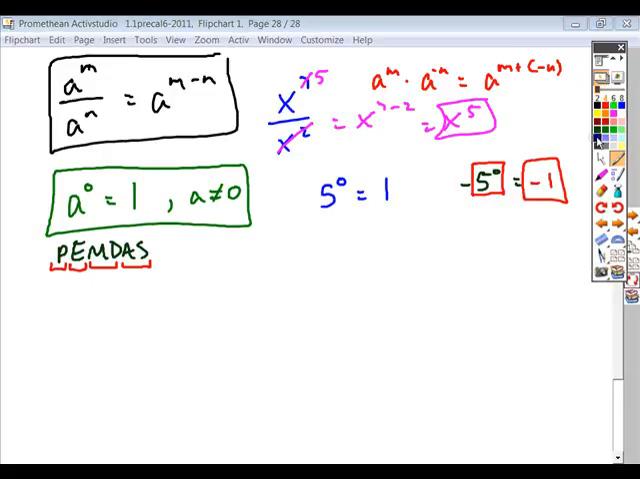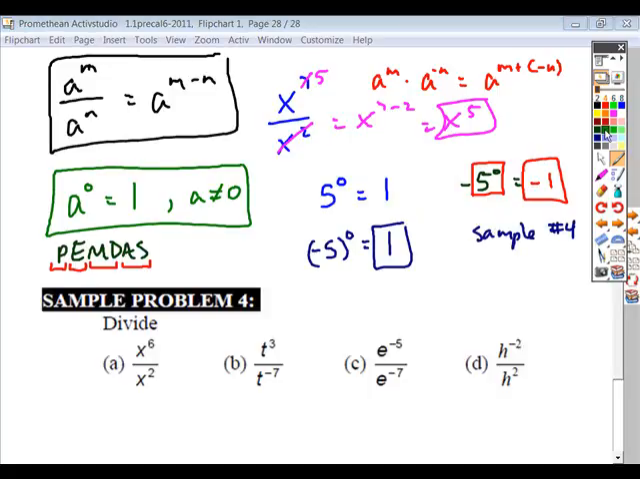Now, if this had been negative 5 in grouping symbols, now the grouping symbols have priority. So we group it, that whole thing is taken to the 0 power, and again, any non-zero value taken to the power of 0 has a value of 1. So the quantity negative 5, all to the 0 power, does have a value of 1. And so just be really careful that you can distinguish between those differences.